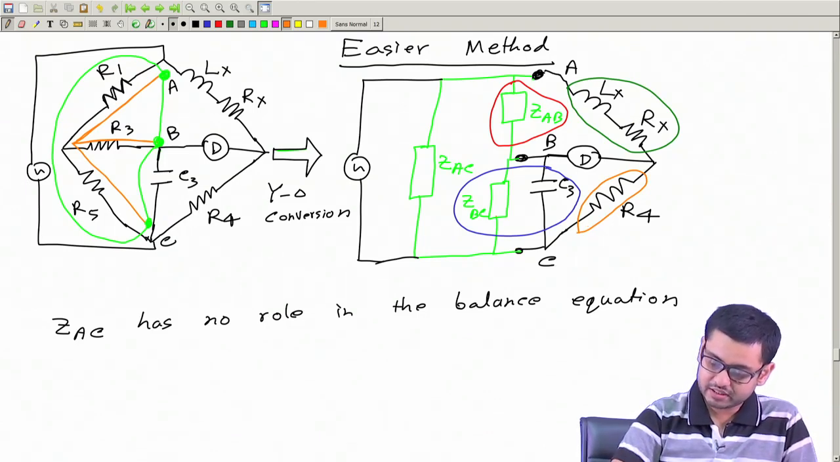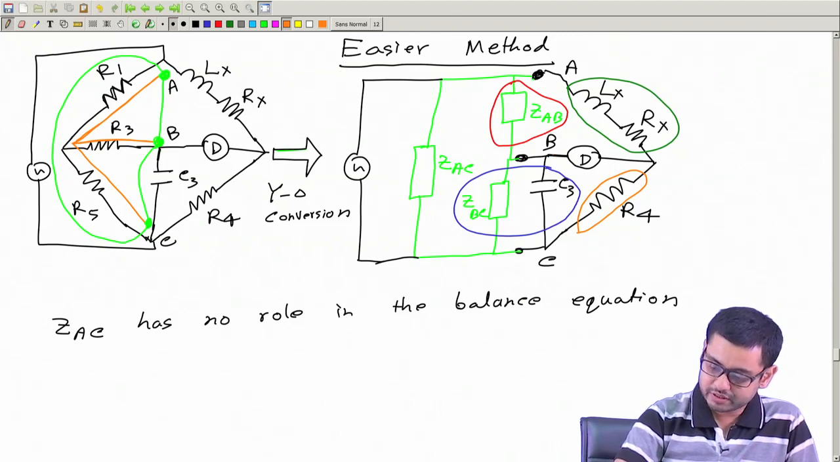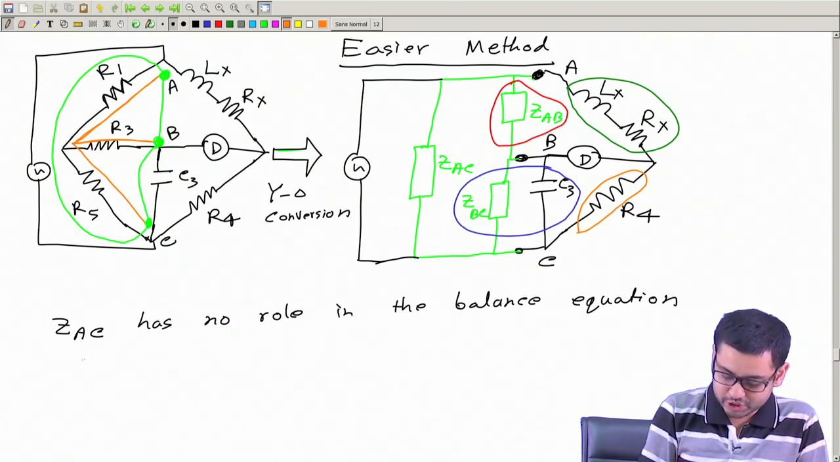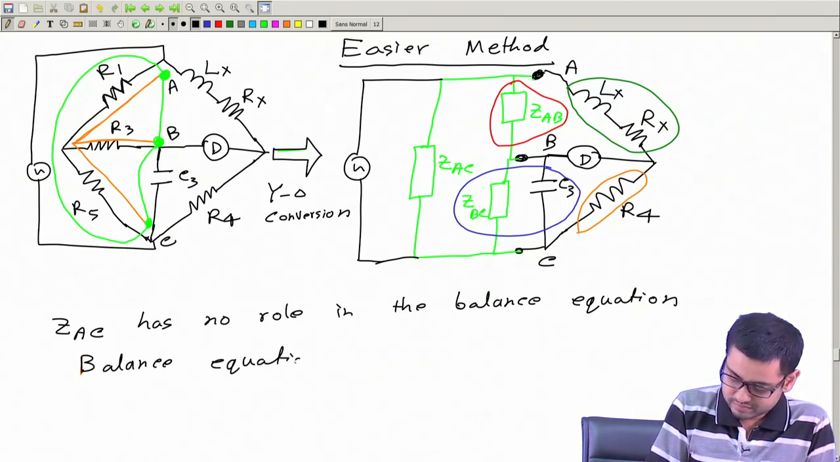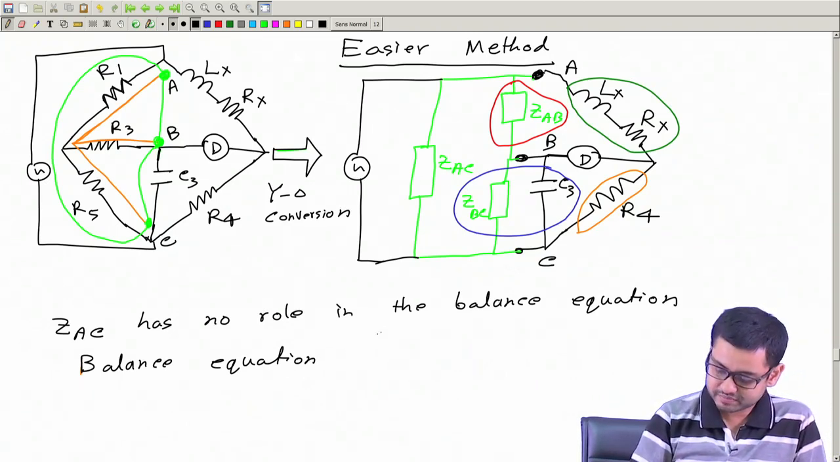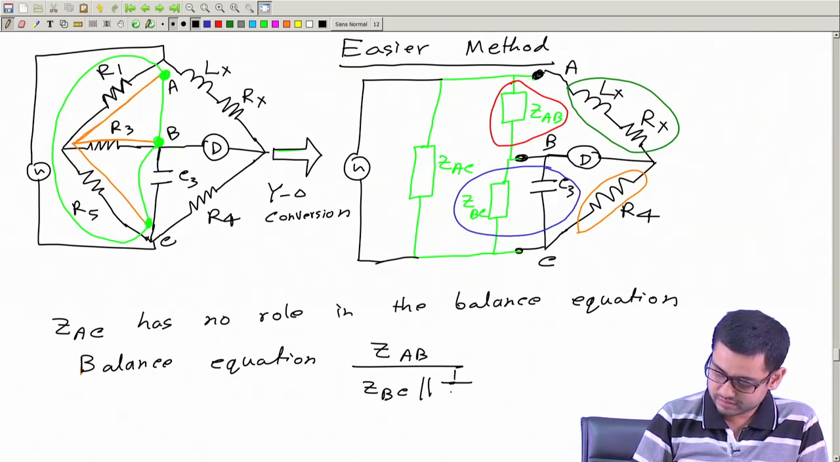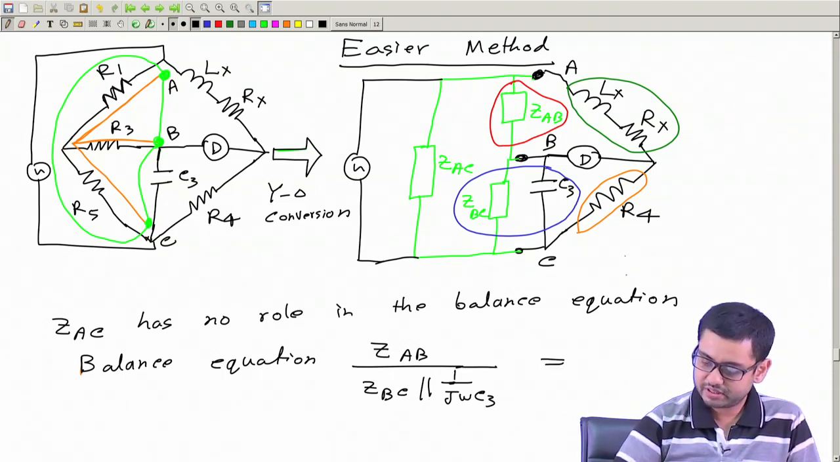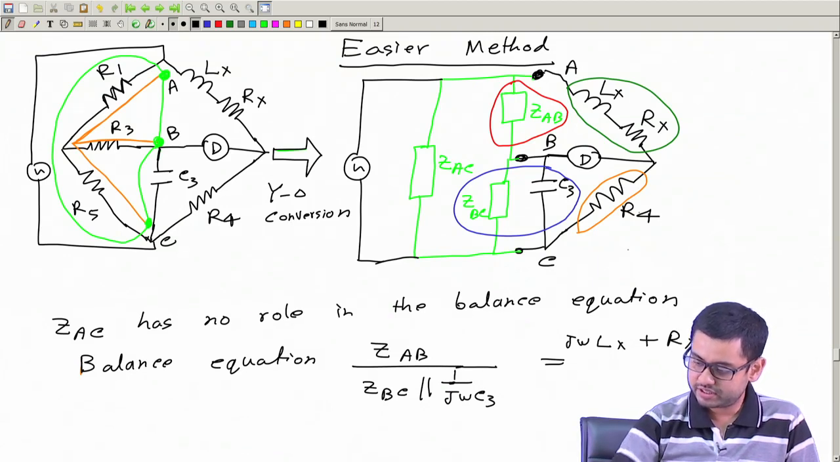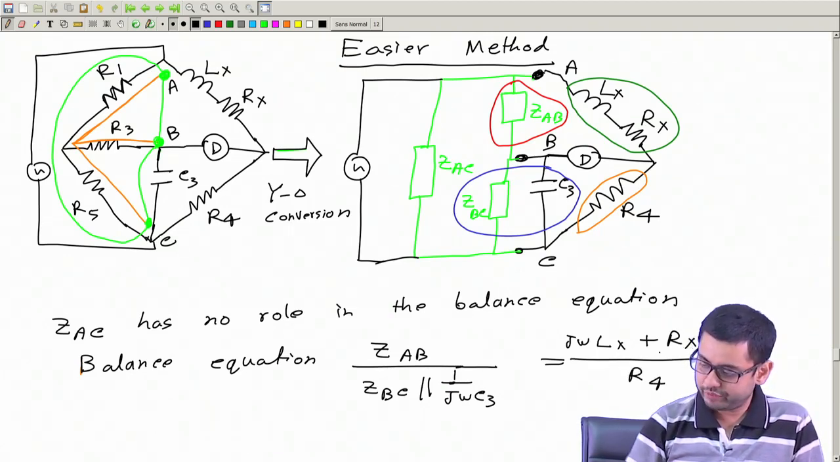One side, second side, third side and fourth side, and between these two opposite terminals we have the detector, and between these two opposite terminals we have the supply. Therefore, the balance equation we can write: ZAB by this thing, okay, ZAB by this is same as (j omega Lx plus Rx), this branch, divided by R4. This way we can find the balance equation.